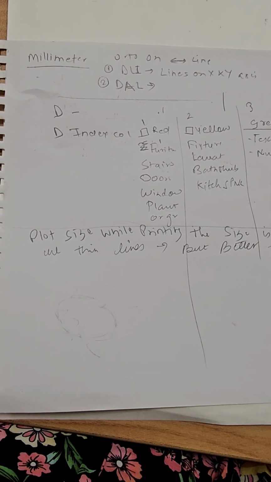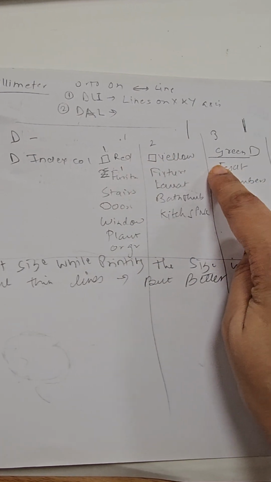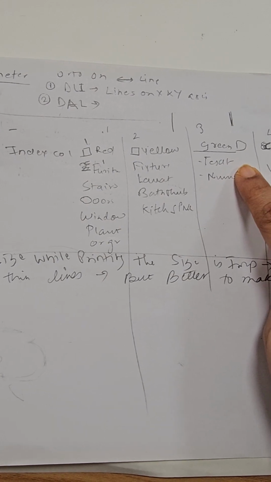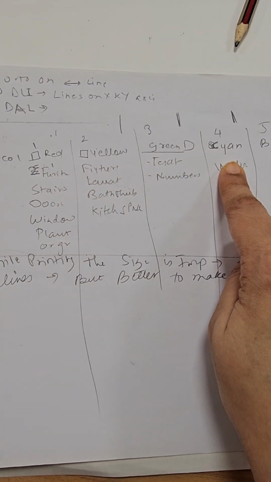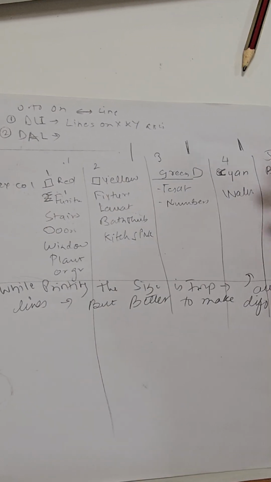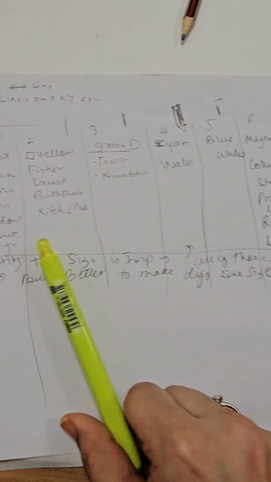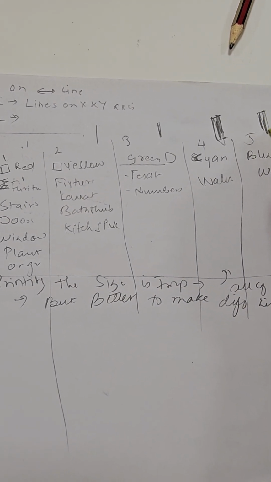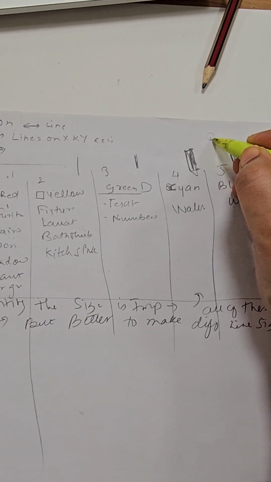Red is used for the thinnest line, then comes yellow for a little thicker. Then green is used for only the text, numbers. Cyan is a little thicker than yellow. No, see, cyan is very thick, meaning it's a wall. So this much thick, for example. Imagine the difference of a wall and a text. And blue? No, actually, in offices they rarely use blue. Cyan is more used than blue.